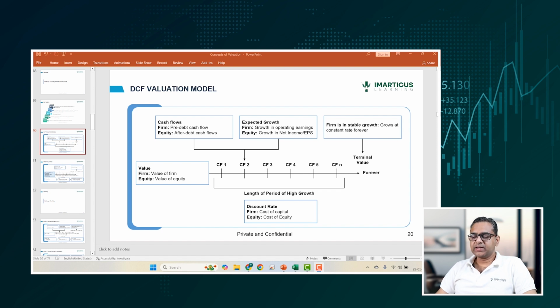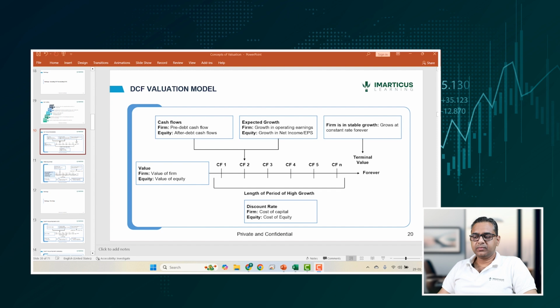These cash flows, as of now, we expect them to grow slightly high. This is the high growth period. If we are talking about free cash flows to the firm, we will be more focused on growth in operating earnings, NOPAT, because NOPAT belongs to both debt and equity. And if we are talking about free cash flows to equity, then we'll focus more on growth in net income or EPS.